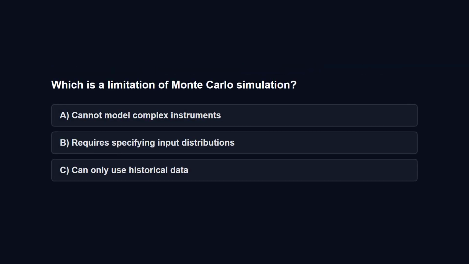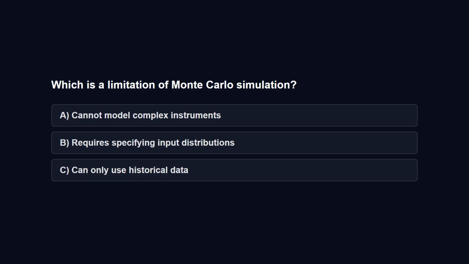Question 5. Which of the following is a limitation of Monte Carlo simulation? A. It cannot model complex instruments. B. It requires specifying probability distributions for inputs. C. It can only use historical data. If you chose B, you are correct.